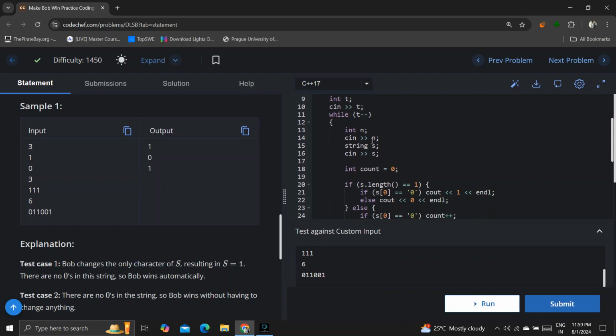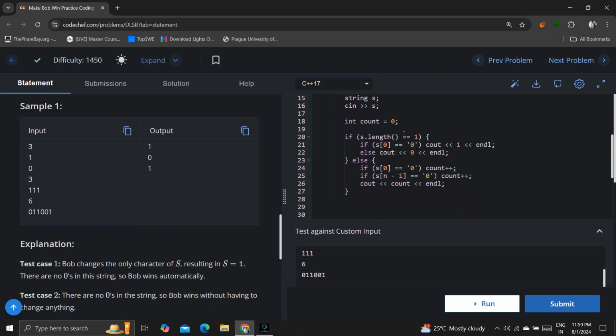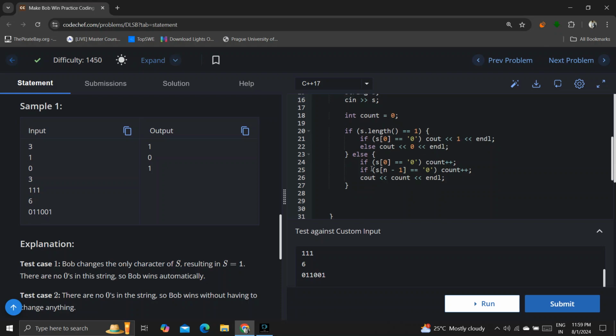Now I have taken n, the size, and then the string. I have taken one count variable that is equal to 0. If the length is equal to 1, then what we can do is, if s of 0 is 0, that is, Bob has to flip this 0 to 1. That's why the count is 1. Otherwise, the count would be 0 because 1 is already there, right?